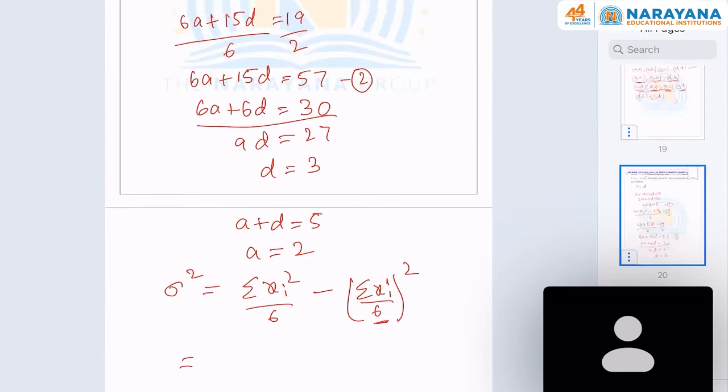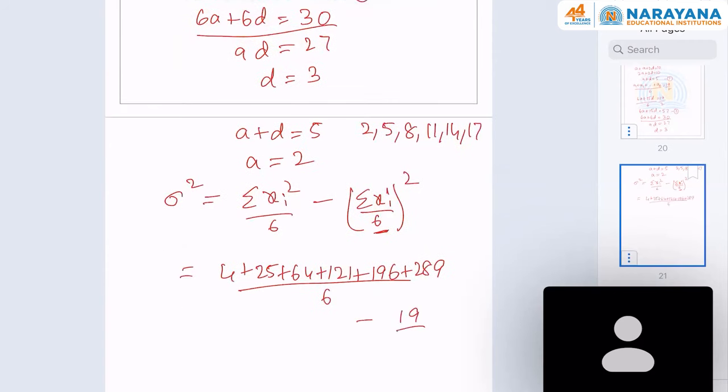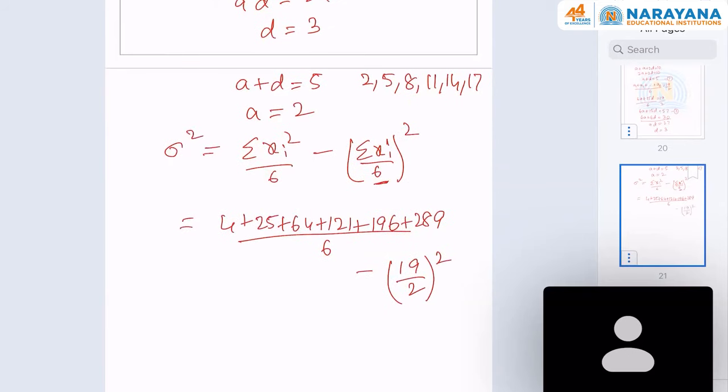So here what are the terms we are getting? 2, common difference is 3. So 2, 5, 8, 11, 14, 17. So this is equal to 2 square 4, plus 5 square 25, plus 64 plus 121 plus 196 plus 289, by 6 minus 19 by 2 whole square. Here I have to add all these terms: 25 plus 4 is 29, plus 64 is 93, and so on. So the sum is equal to 699 by 6 minus 361 by 4.